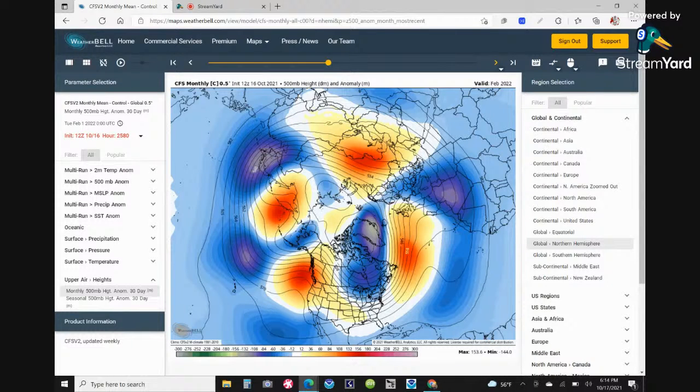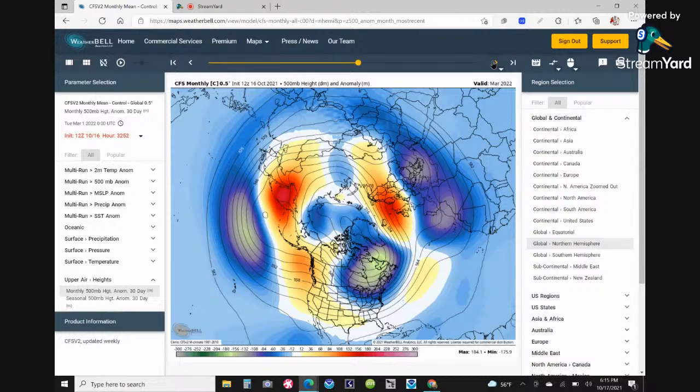But because of how this positive is positioned, this is going to create the situation for cutters coming down and Miller B systems bombing off of the Outer Banks, the Delmarva, and with this positive up here, they're going to get forced up the coast. So here's March.